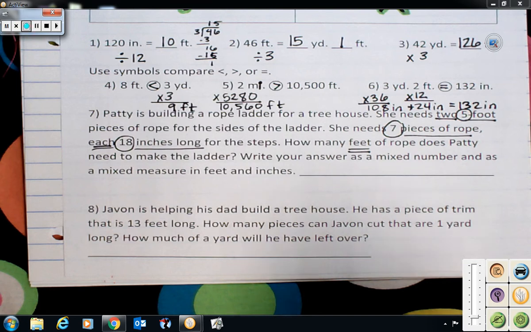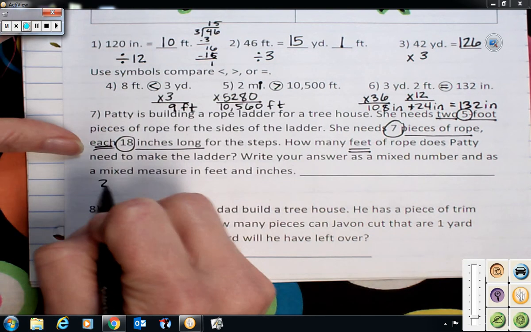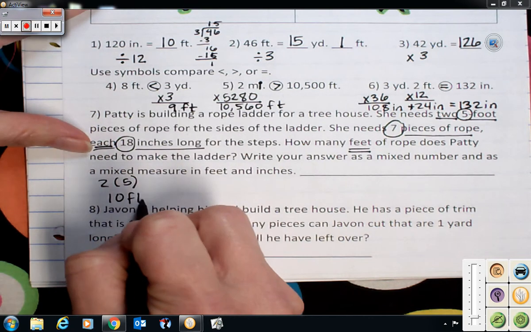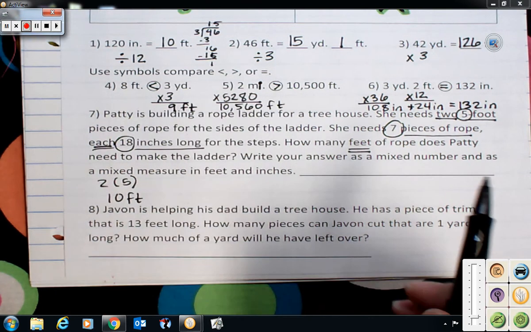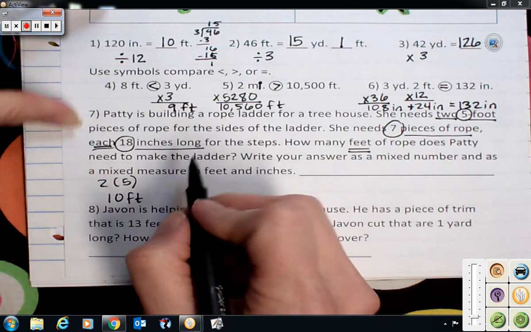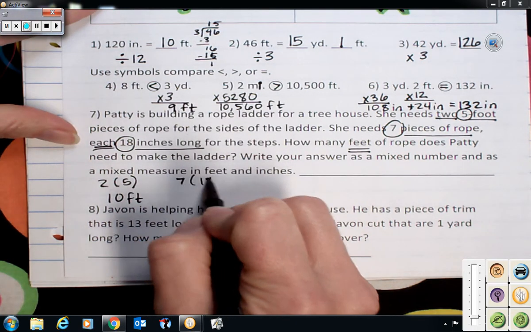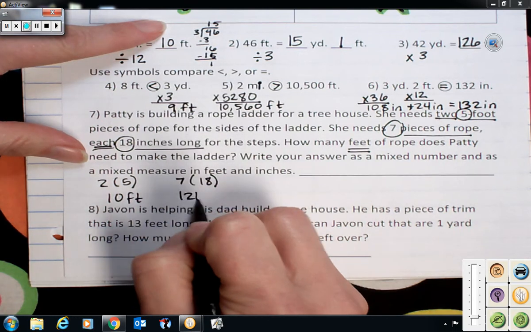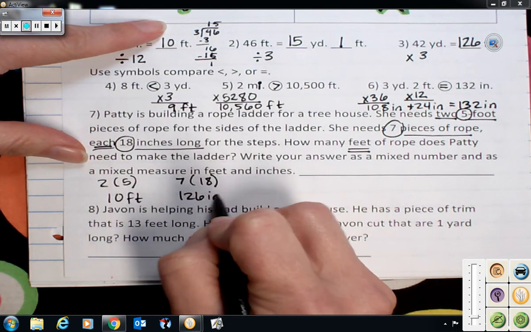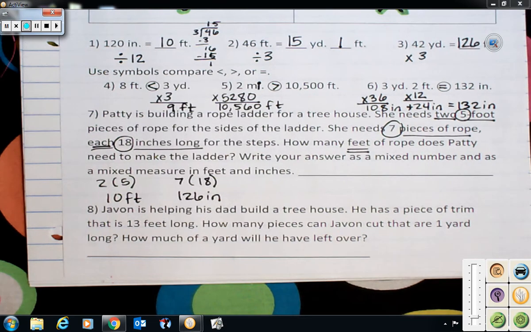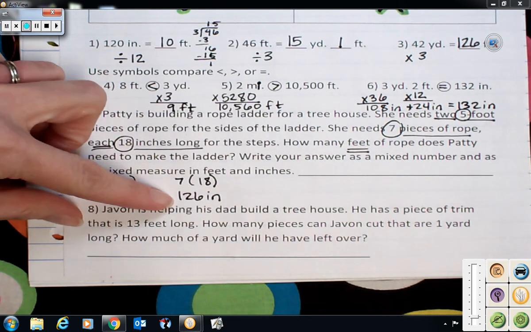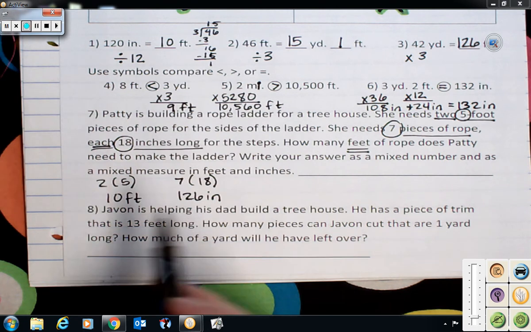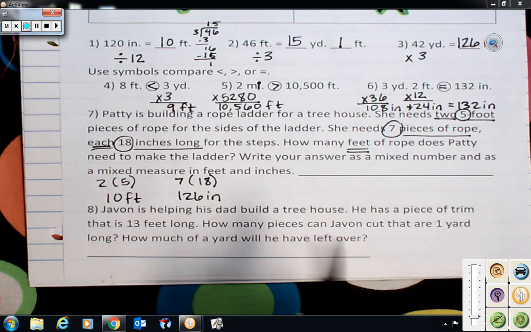All right, so let's first find the total amount of feet and inches that she would need to make the ladder. The 2 5-foot pieces of rope is 2 times 5. That's 10 feet of rope. Then she needs 7 pieces of rope that are each 18 inches. So I'm going to multiply 7 times 18, and that's 126, and that's inches. So then I need to find a total of 10 feet and 126 inches. To do that, I need to change one of them, feet to inches or inches to feet, so that I can add them together.